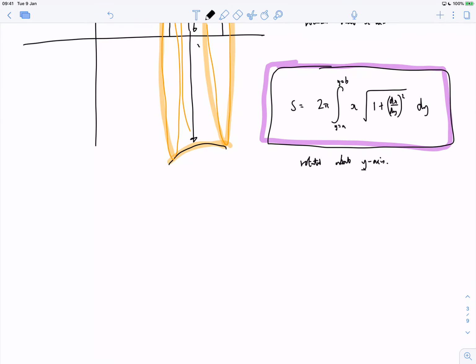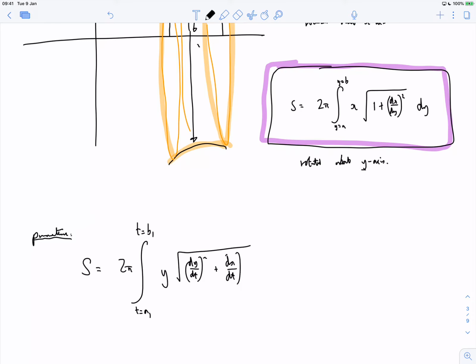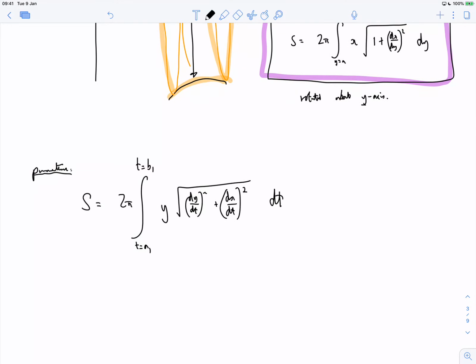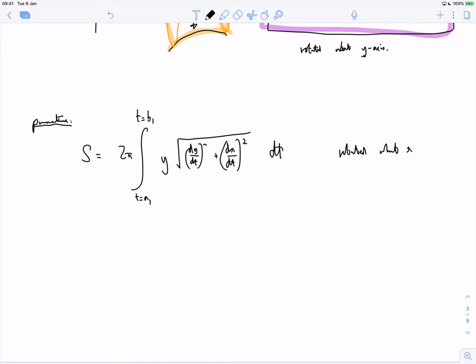Well, what about parametric? It's the same as before. The parametric stuff is going to be very similar. Just this time it's going to be S equals 2 pi, integral where t is between some values, not necessarily the same, so let's call them a1 and b1. And this time it's going to be y times the square root of dy by dt squared plus dx by dt all squared, dt. This is rotated about x. If I wanted it rotated about y, I'd switch the x and y around. This would become an x, and essentially the bit in the middle would stay the same, so it's not that big of a deal.